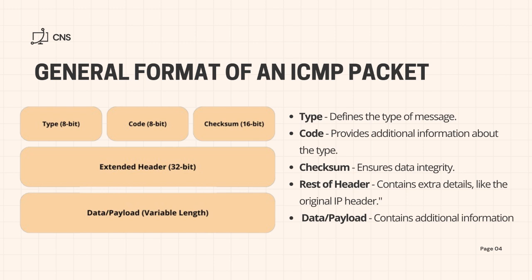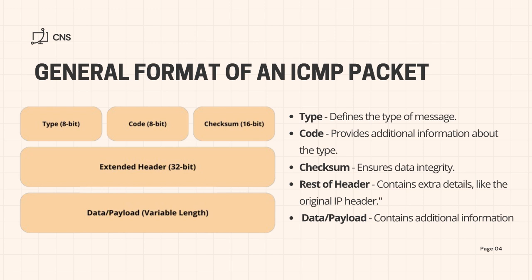The third one is a checksum. It ensures the data integrity by detecting the errors in transmission. Fourth one, rest of the header. It varies based on the ICMP message and its type and carries additional details like IP address or original IP address of the header. Last one is optional data. It often includes the original IP header and a part of the original data, helping the sender diagnose the issue.